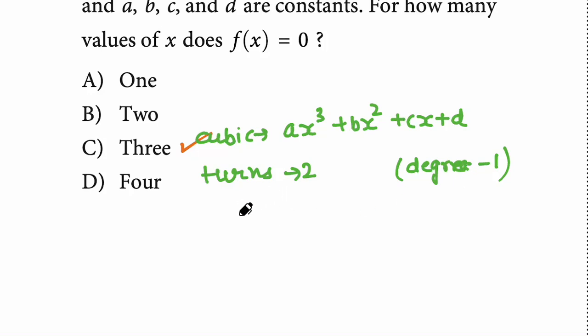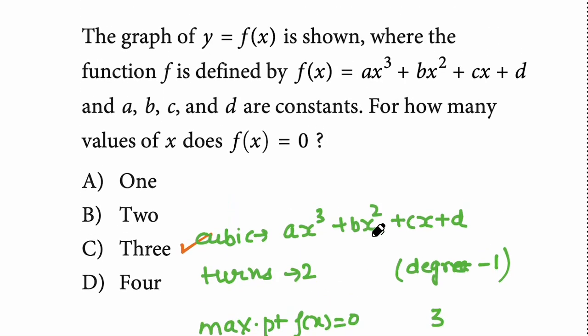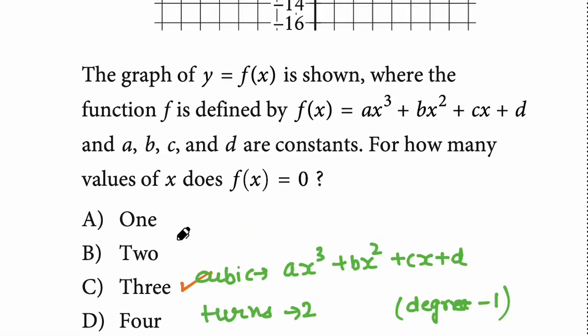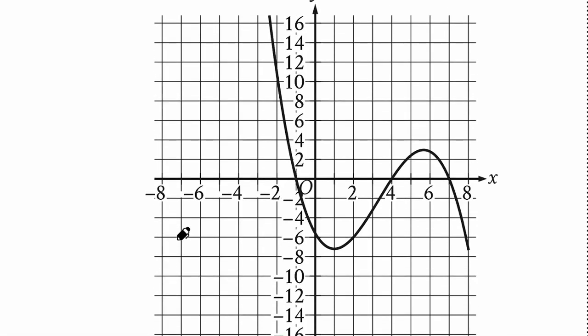And if it takes 2 turns, the maximum number of points where f(x) is equal to 0 can be 3. Maybe you must be thinking, what is the need of the graph? If it is a cubic polynomial, that means it will intersect the x-axis at 3 points. No, that is not always necessary. There can be other possibilities.